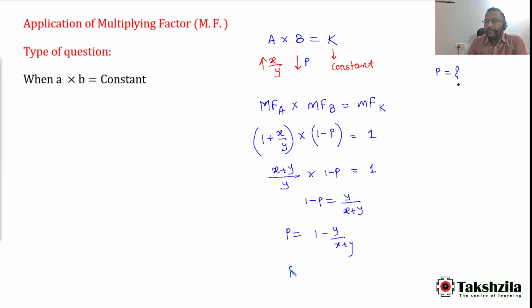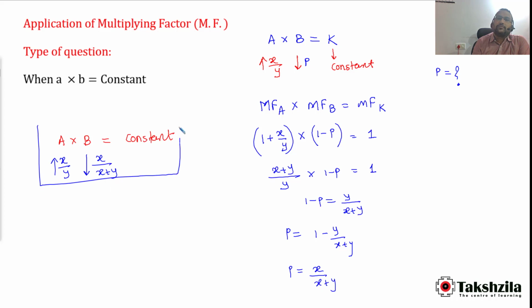So the value of p is going to be x divided by x plus y. From this we can conclude, let's have a look at it. If a into b is equal to k, or if a into b is equal to constant, and we increase the value of a by x divided by y, to keep the multiplication constant, we should decrease b by x divided by x plus y. This is the direct formula we can use over here.